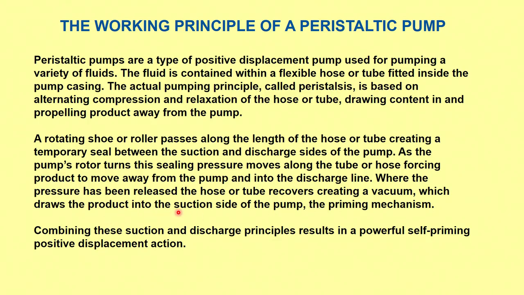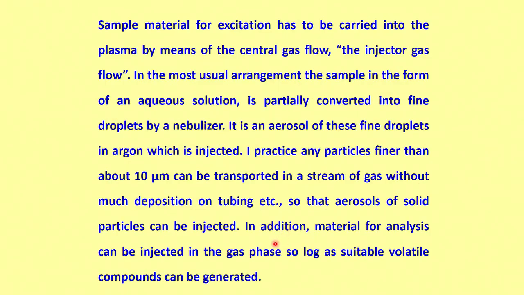So, once the pump is primed, you will not even feel that the sample is being sucked and then expanded, vacuum created and all these things. So, combining these suction and discharge principles results in a powerful self priming positive displacement action, that is the peristaltic pump for you. So, you have to be very careful when you want to buy an ICP AES, because the sample should not come in contact with the metal parts of the pump.